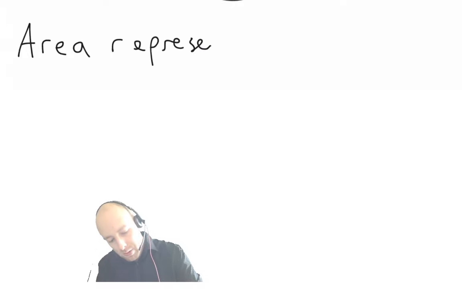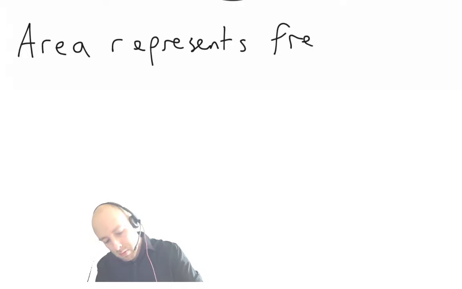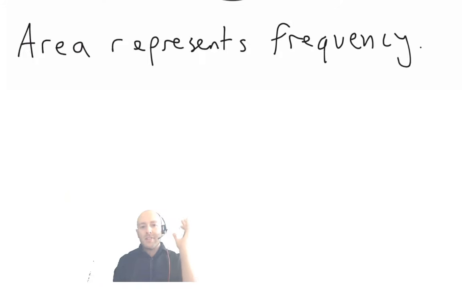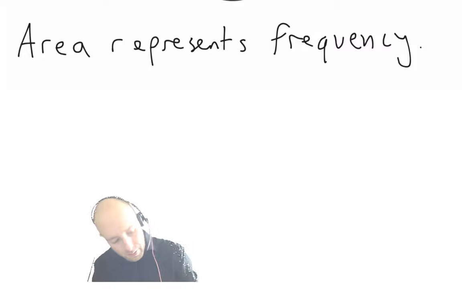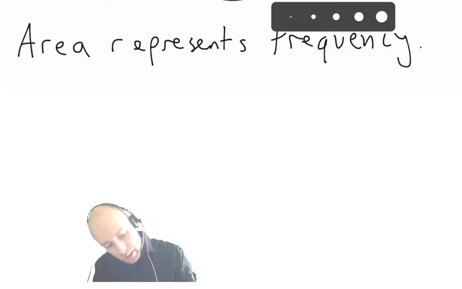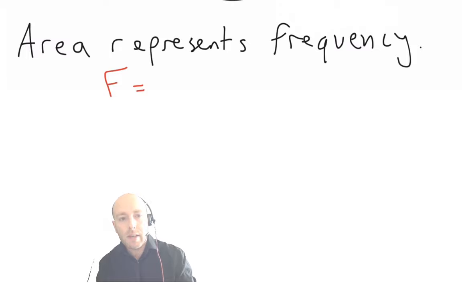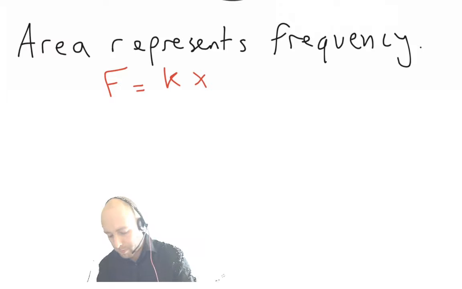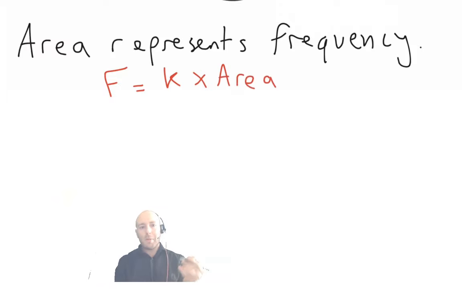On a histogram, the area of each bar represents frequency. It's not equal. Area does not equal frequency. Area represents frequency. So we could also say the frequency is a constant of proportion, k, times the area. Cool. So basically, the area is a factor of the frequency.